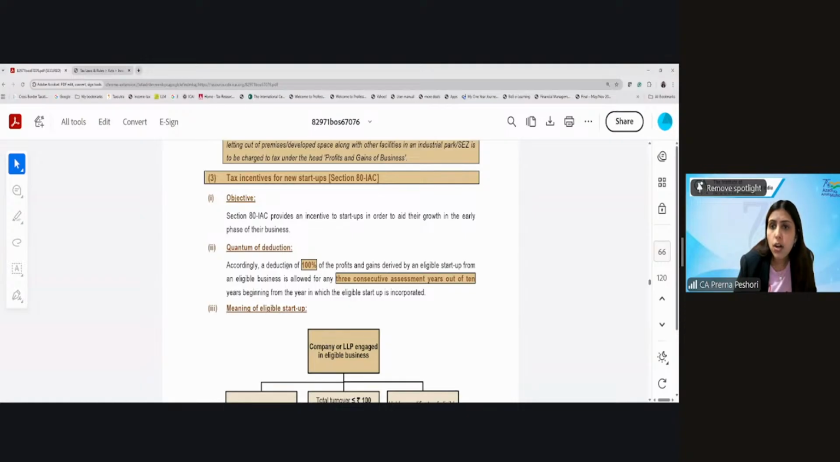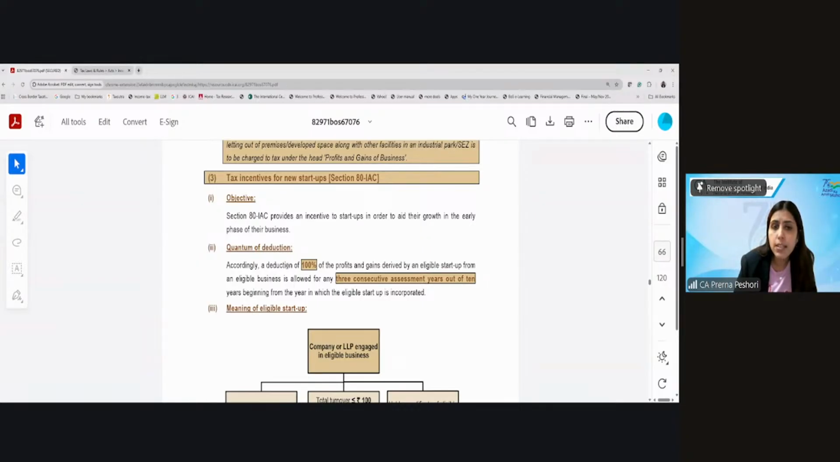Okay, so 100% of the profit, and this is allowed for any 3 years out of the 10 years from which the business is incorporated. So in any 3 years, you can claim this startup exemption. Now, what are the eligible startups?